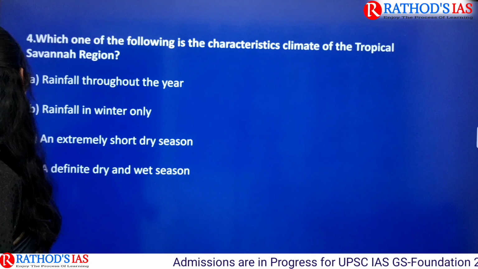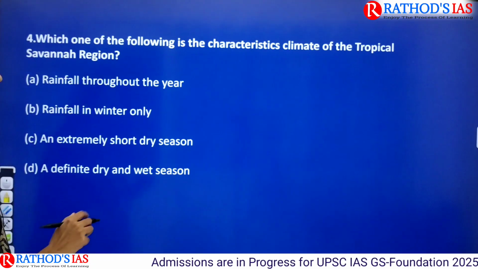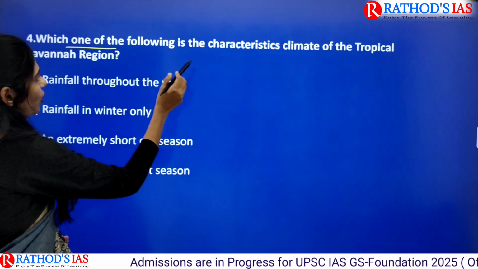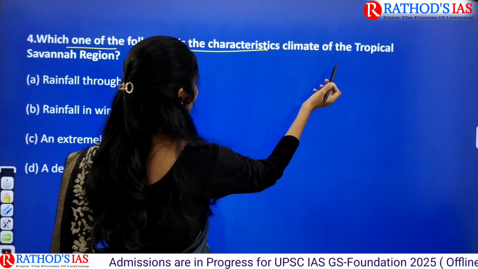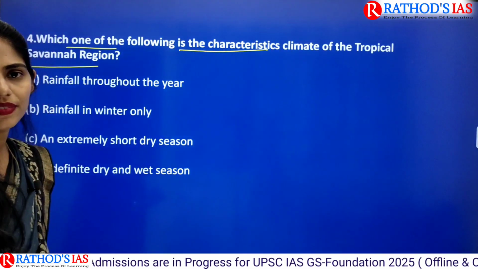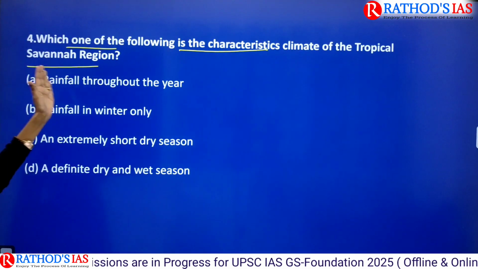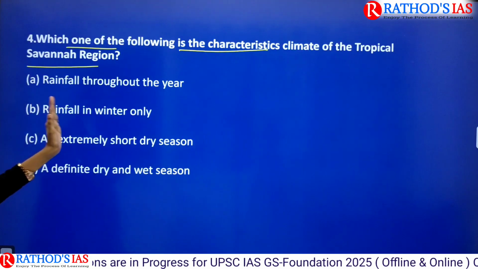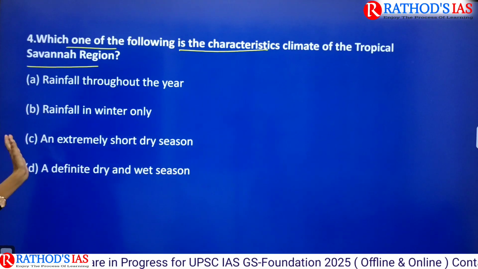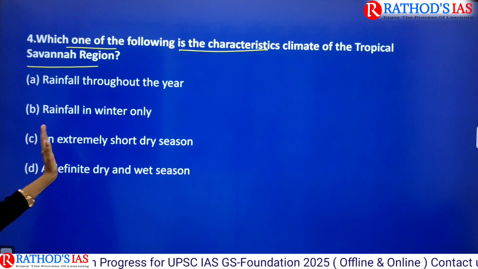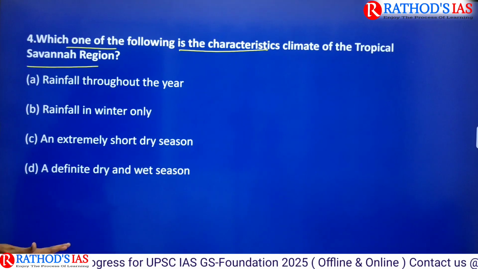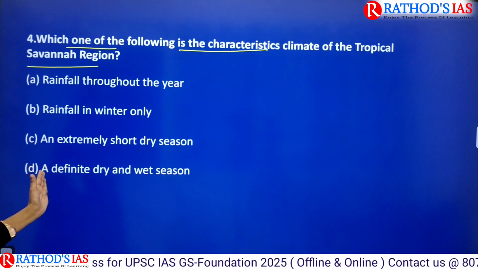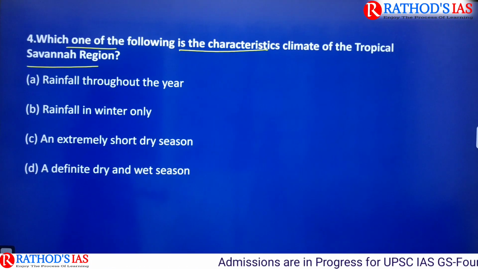And now let us see the next question. Which one of the following is the characteristic climate of tropical savanna? Option A is rainfall throughout the year, option B is rainfall in winter, option C is an extremely short and dry season, and option D is a definite dry and wet season.